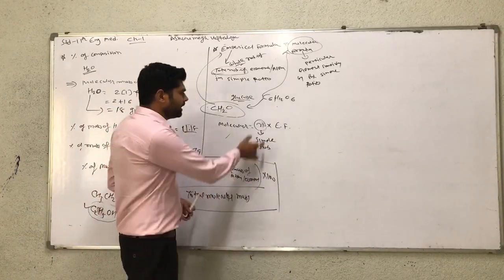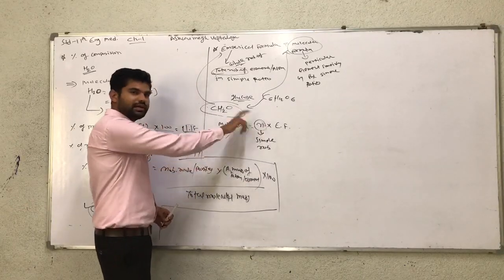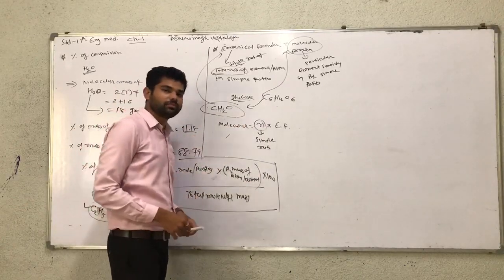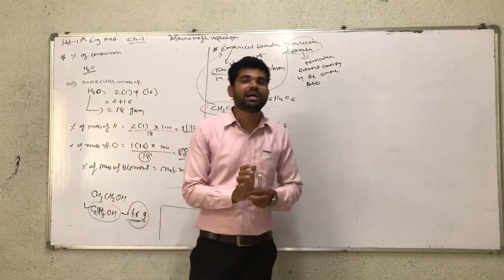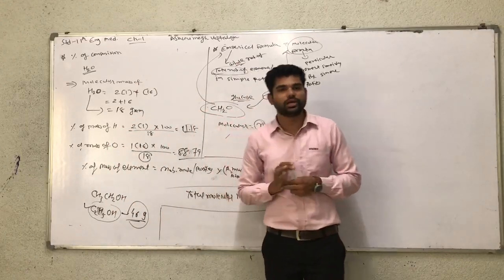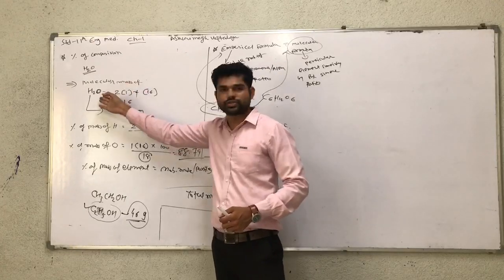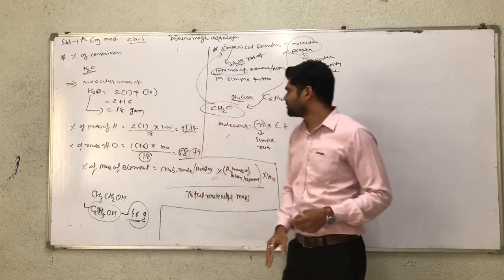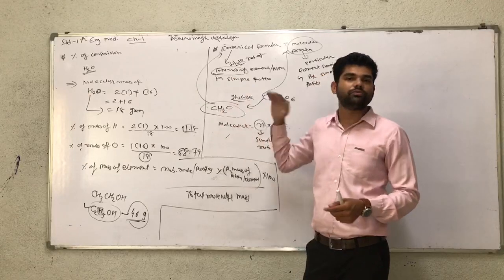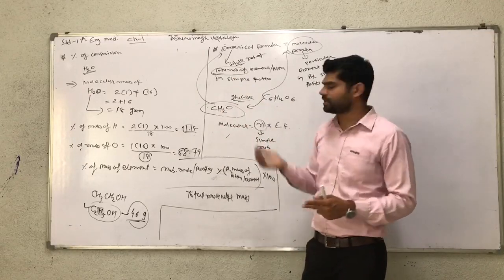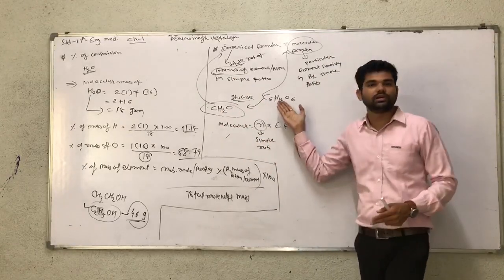Or another way, n is equal to molecular formula divided by empirical formula. You can also find the mass of the empirical formula and the molecular formula. Similarly, here we can find the molecular mass of H2O. In a similar way, you can also find the empirical mass, and here you find the molecular mass.